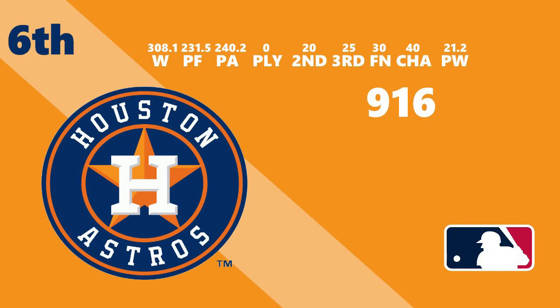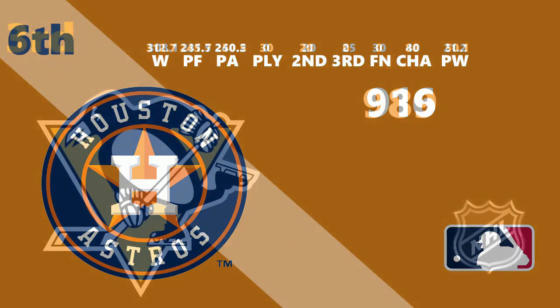Coming in at 6th spot is the Houston Astros, the best team in baseball. They got a score of 916. They've won a championship. They've lost in the finals. They've lost in the 3rd round. They've lost in the 2nd round. Great regular season team. Just a lot of success. Very controversial team, but nonetheless, 6th spot.